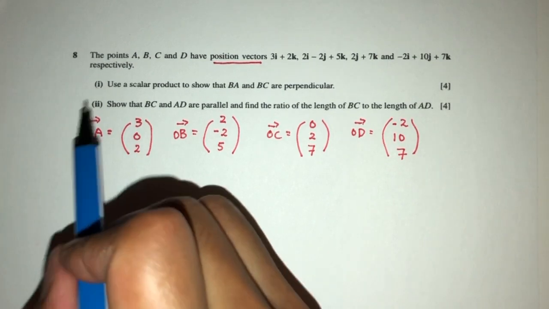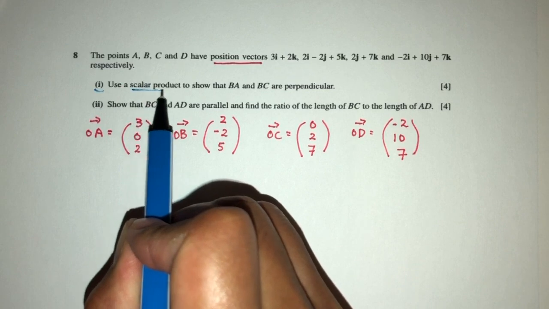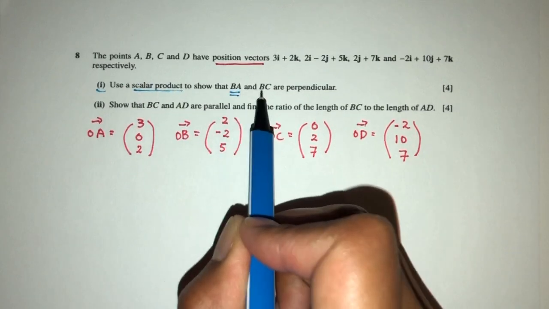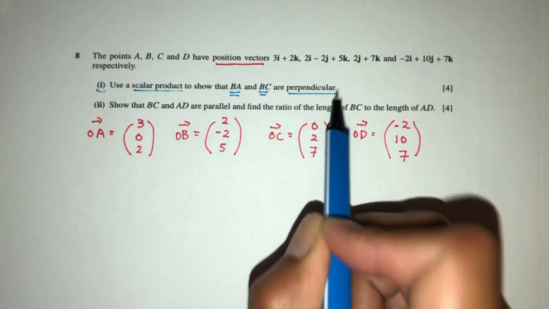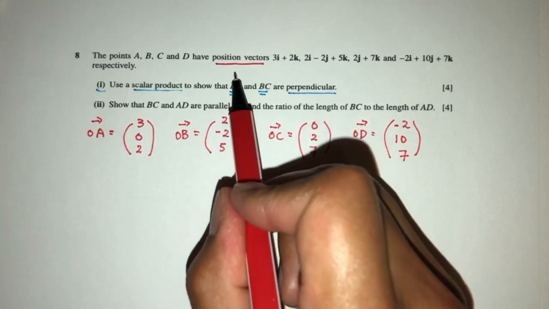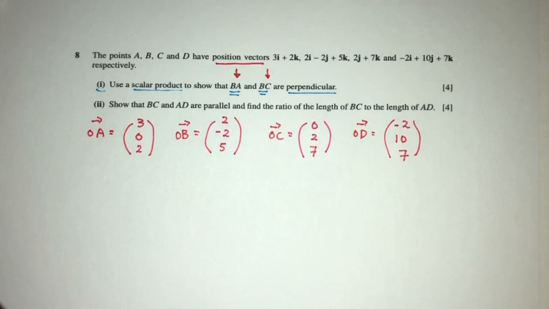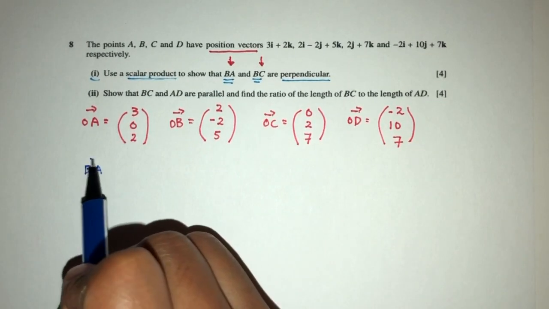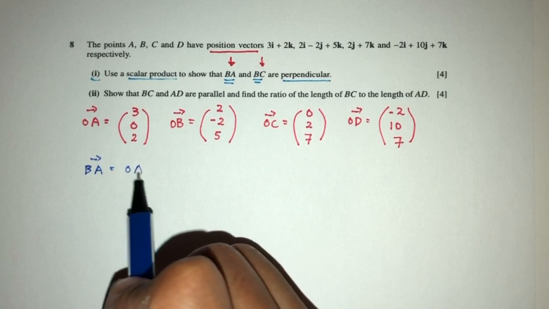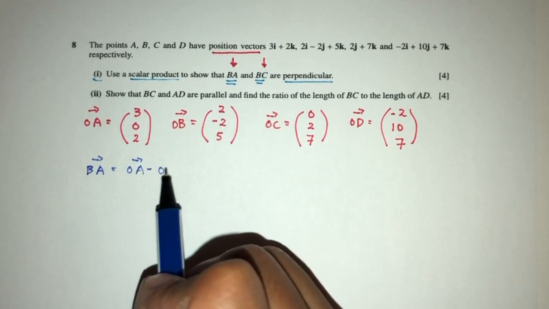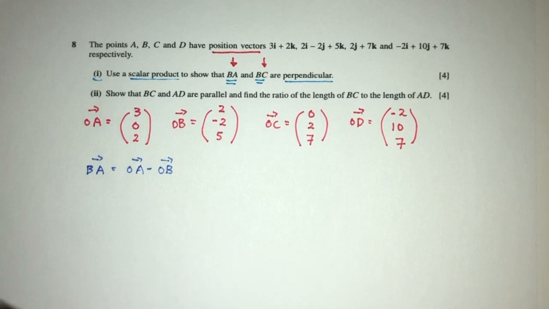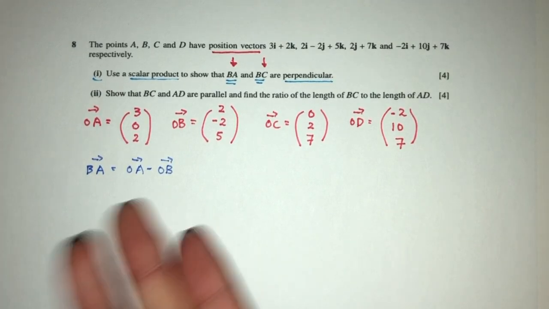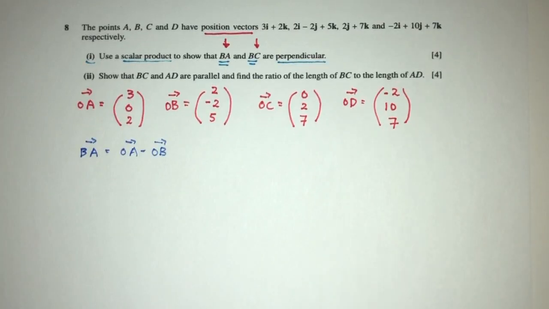Now part 1, we have to use the scalar product to show that BA and BC are perpendicular. So let's first find these two directions, BA and BC. Pretty easy. First one, BA is equal to OA minus OB. Now again, I do have a video about this. How do I know it is this? It is the direction we have to understand. If you search vectors on my channel, you will find a video about this.